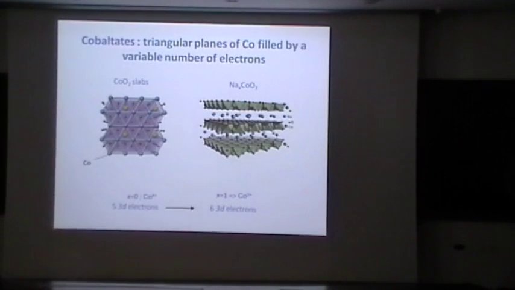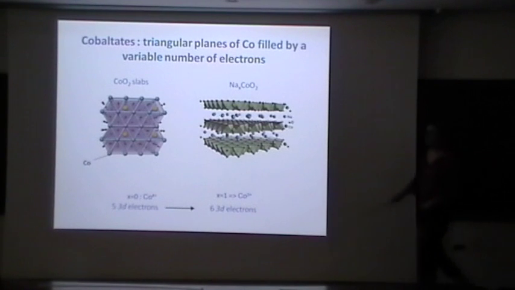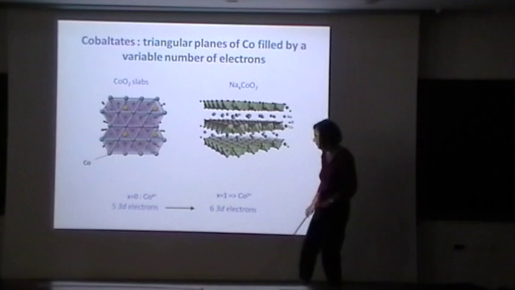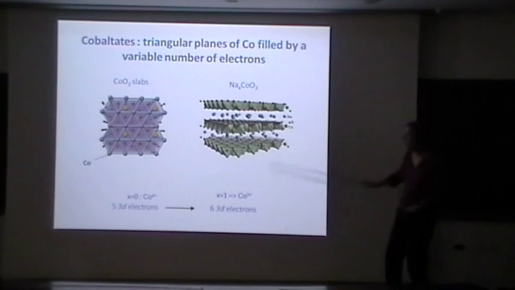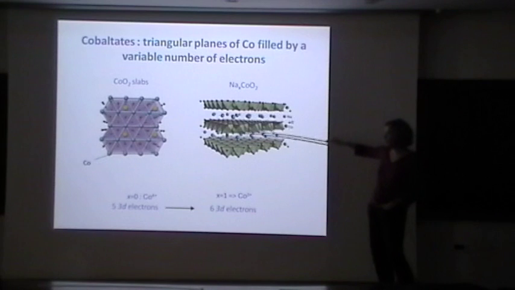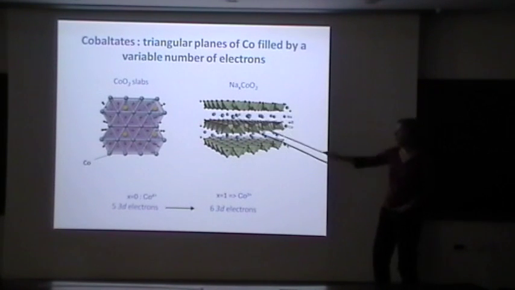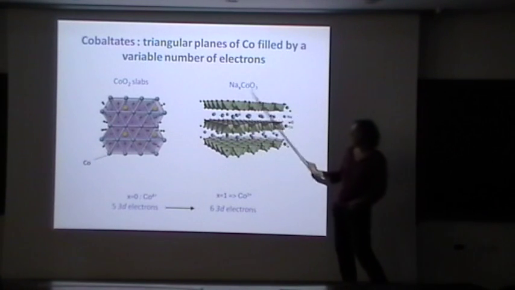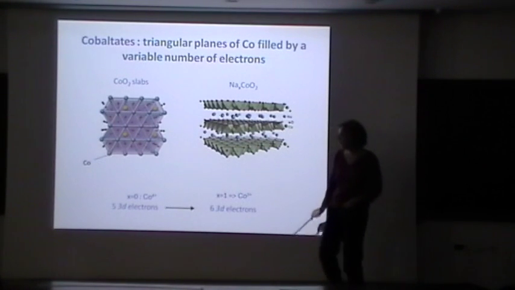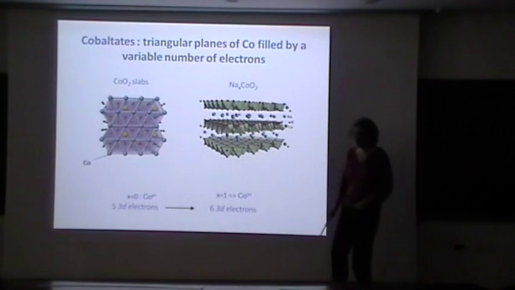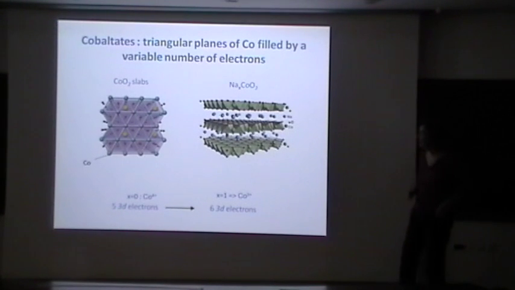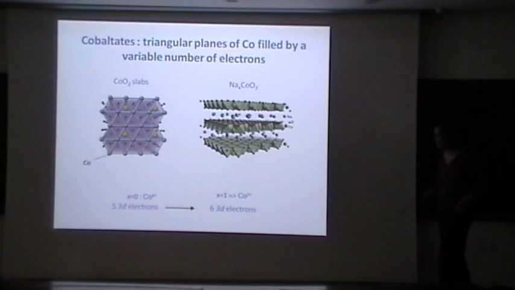Okay, so I'm showing you the structure again. Here you see the cobalt oxygen 2 slabs from the top. That's the cobalt atom in blue. Now, depending on the amount of sodium, you will change the number of electrons in this plane. If you had absolutely nothing in between the planes, you would have only cobalt oxygen 2, and all cobalt would be cobalt 4 plus, which corresponds to 5 electrons in this 3D band. Unfortunately, this compound is not really stable because you need something to bind the two planes. But that's what you would get.